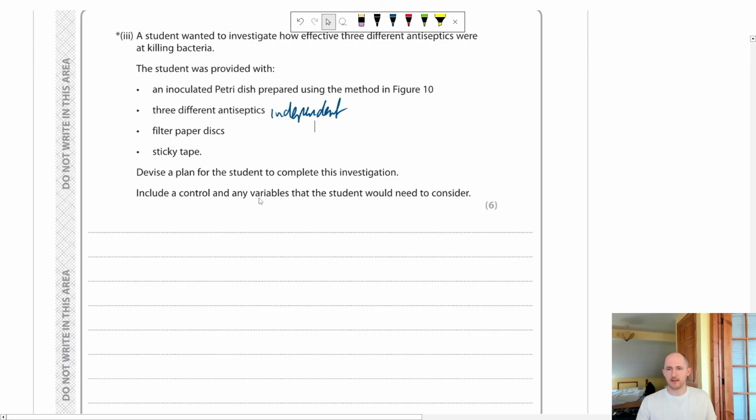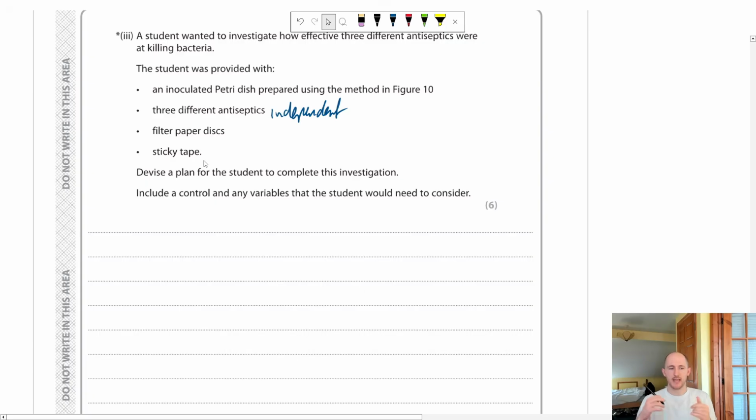What kind of safety measures will you have? You can use things like work near a Bunsen burner, only lift the lid slightly when you're talking about the bacteria, because otherwise breathing it in. The sticky tape is used to stick down the lid so there's no spread of bacteria. Washing your hands. What kind of control variables will you have?